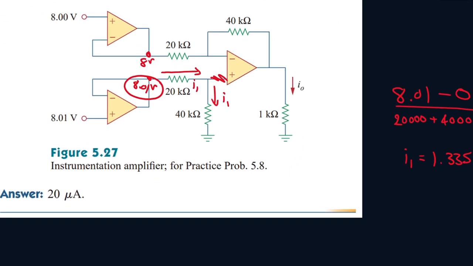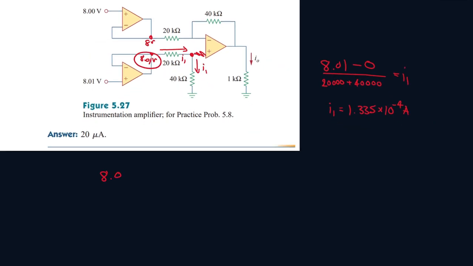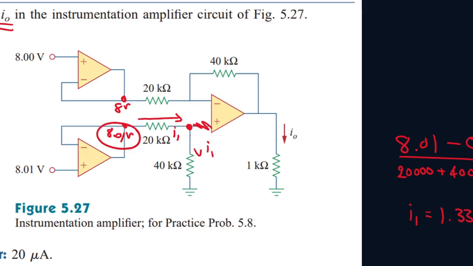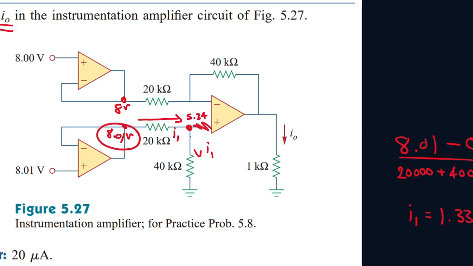And now we can solve for the voltage at this point. It's just going to be 8.01 minus 20,000 ohms times 1.335 times 10 to the minus 4 amps. Okay? And this will give you your voltage here because as we move through this resistor, we get a voltage drop. And that's 5.34 volts. So if this region is 5.34, that means this region will also be 5.34.